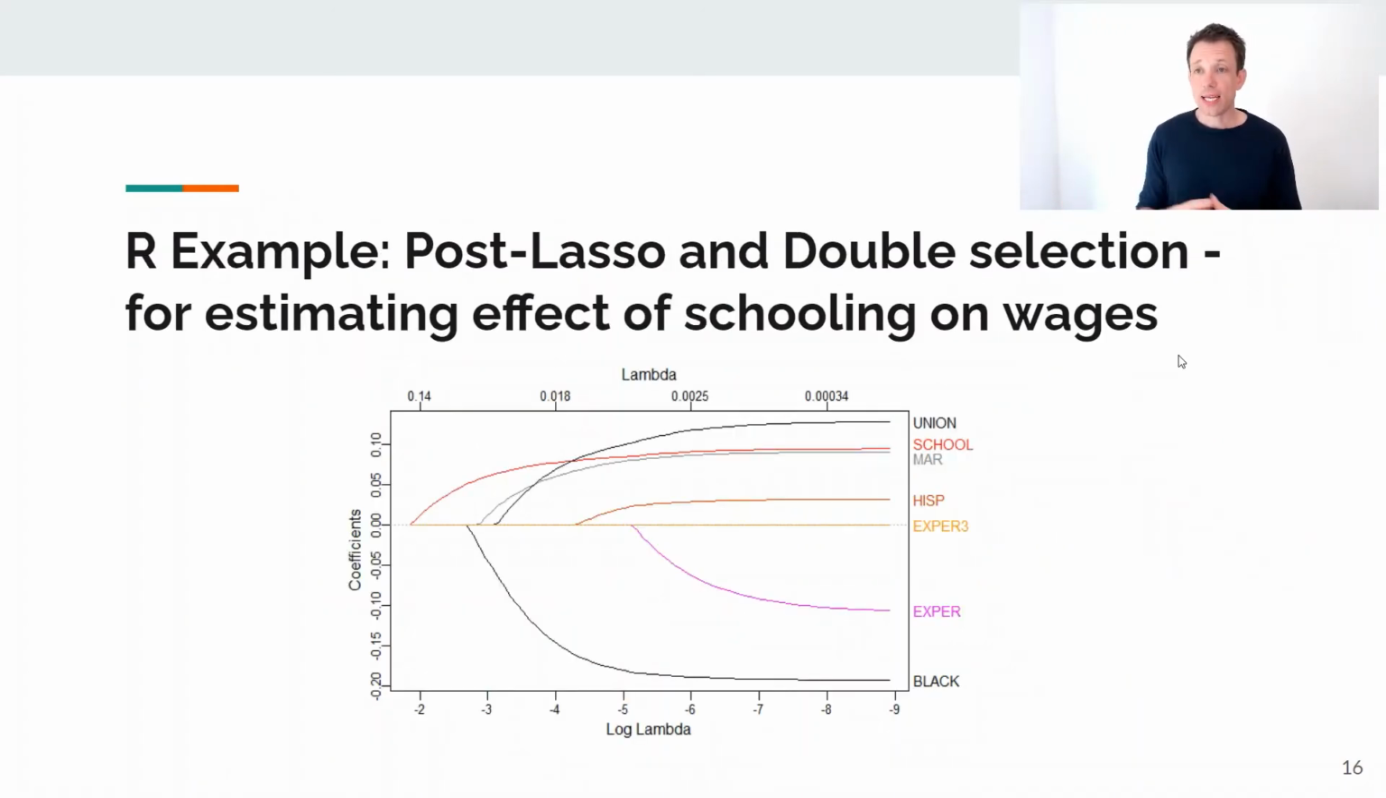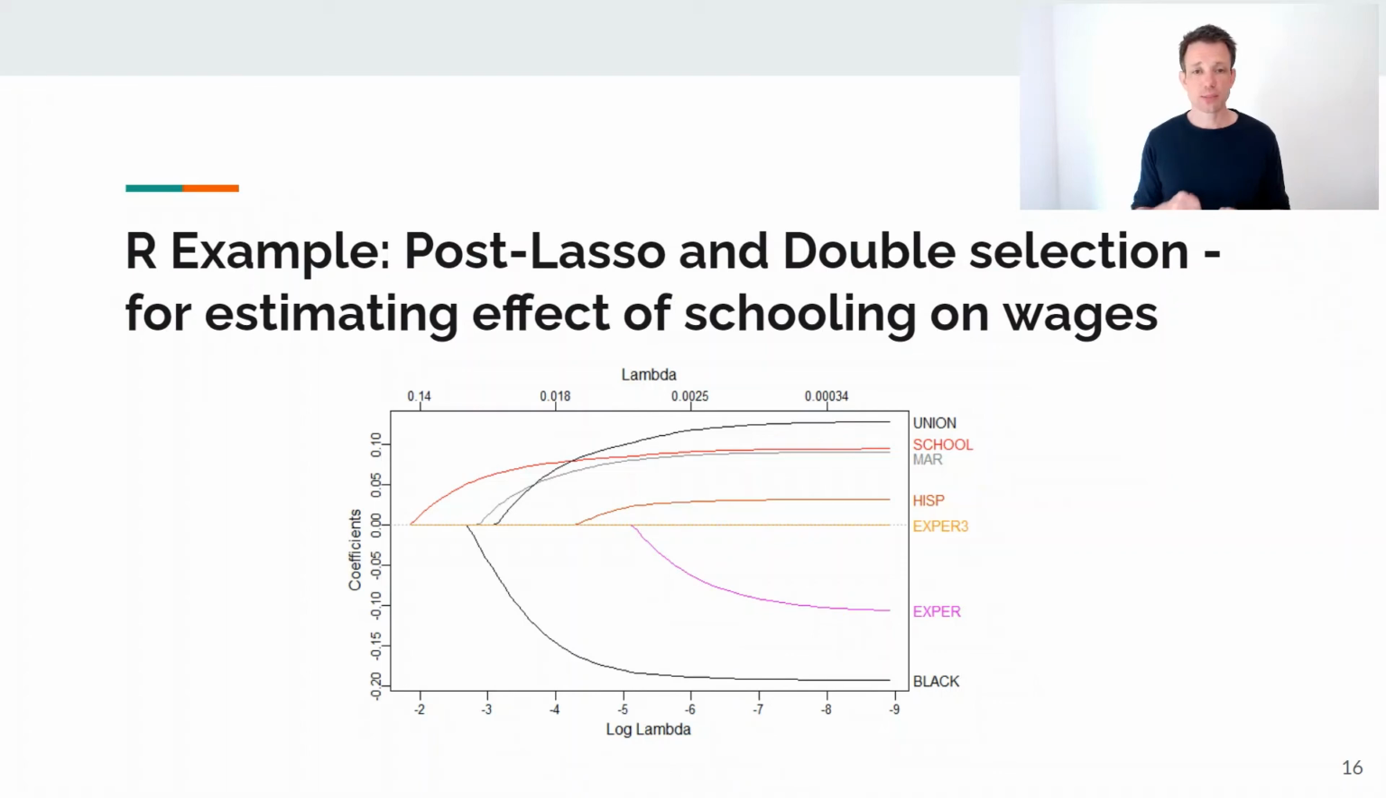Okay, finally, as in this first section, I've also prepared an R example showing you how to perform Post-Lasso and double selection in the context of estimating the effects of schooling on wage. That's also an example from the Wooldridge book that you might have seen in other lectures as well, or you will see in other lectures. And again, we can discuss questions in the Q&A session.